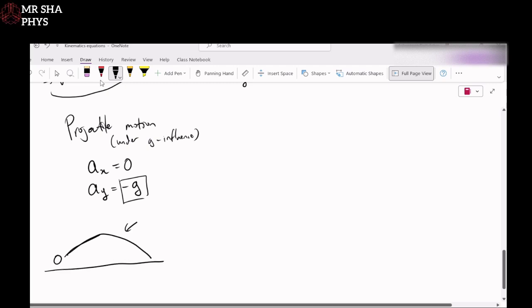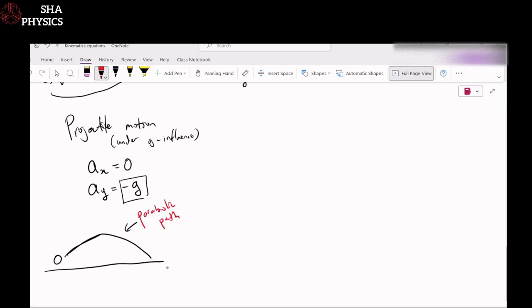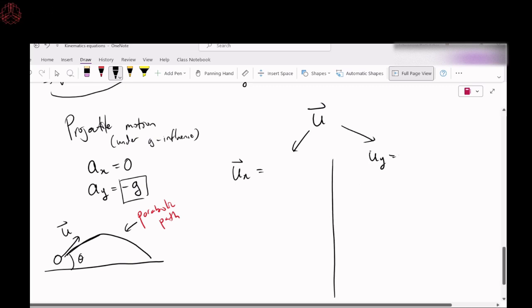It will follow a parabolic path, and we want to describe that particular motion. We will kick the ball at some initial velocity, let's call it u. The general procedure is that we will have some general velocity at some angle, and we're going to split it up into ux and uy, and then we will apply the kinematics equations separately.